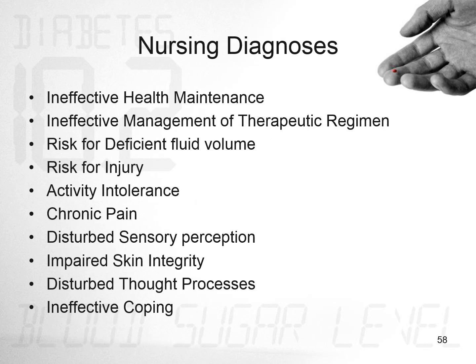And then our nursing diagnoses for these patients: ineffective health maintenance, ineffective management of therapeutic regimen, risk for deficient fluid volume, risk for injury, activity intolerance, chronic pain, disturbed sensory perception, impaired skin integrity, disturbed thought processes, and ineffective coping. Teach glucose control, signs of hypo and hyperglycemia, and management of their disease.